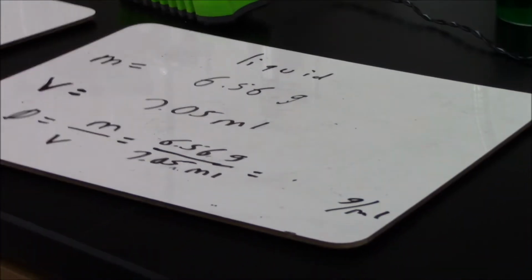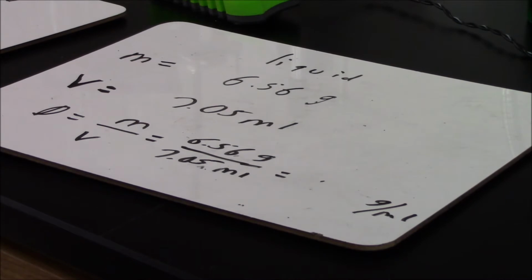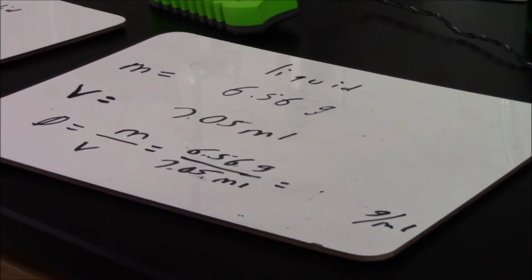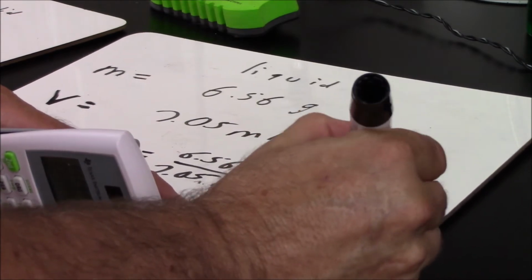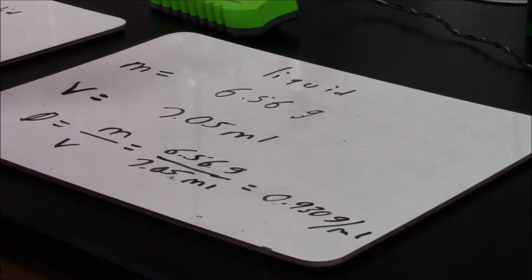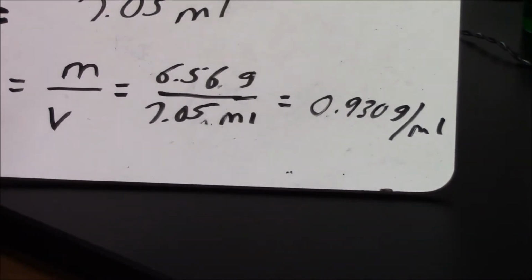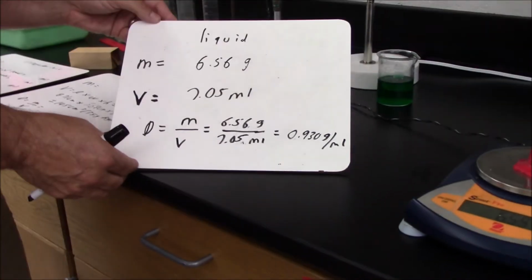Carefully measure the volume of the liquid by getting down to eye level and reading from the bottom of the meniscus. Let's make some calculations. In order to determine the density of the liquid, we must take the mass of the liquid and divide by its volume. Units are grams per milliliter.